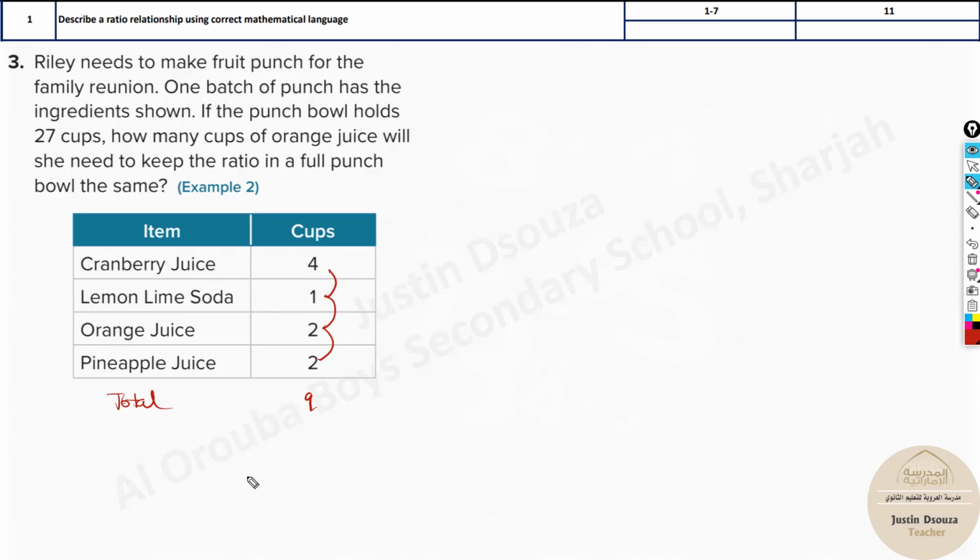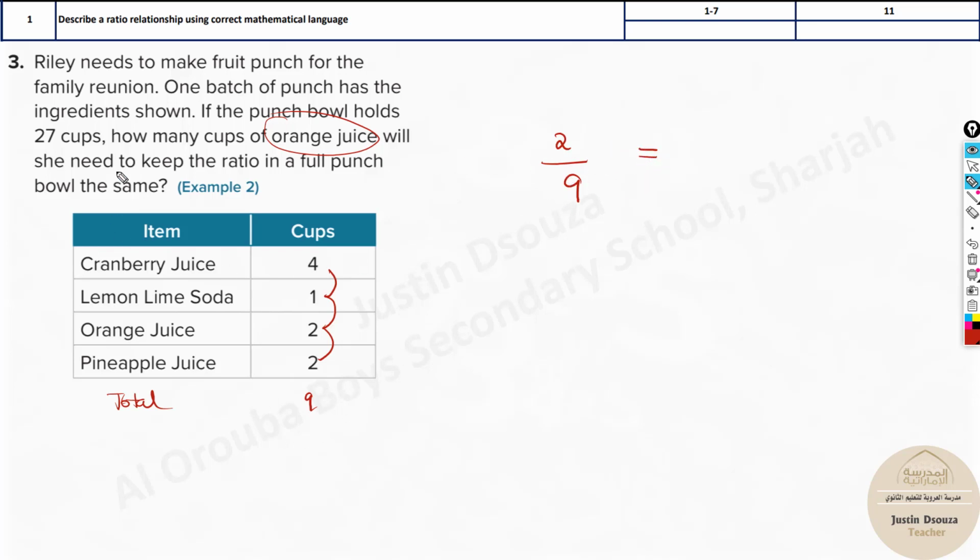Now the total is done. What do you want? They just want to know how many cups of orange juice are required. Now in this given table, let's write how many cups of orange juice were required: 2 by the total, 9. Now this ratio we have written is for the given table. 2 cups of orange juice are required when the total cups of juice was 9.